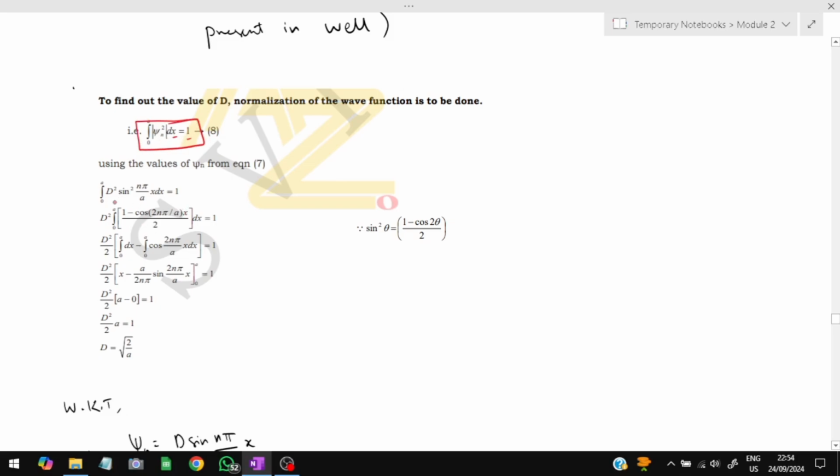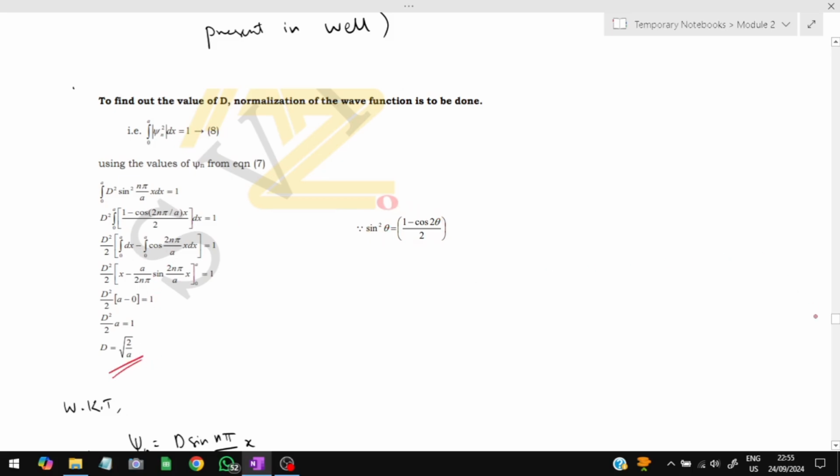Now what we are trying to do is substitute the value of w square dx, that is nothing but d square sine square n pi by a, because what is the w value? w is d sine n pi by a into x. So w square will become the square of this, and then applying the trigonometric formulas which are given here, converting the sine theta into cos theta, separating it and finding the integral, we obtain an equation for d, which is root 2 by a.